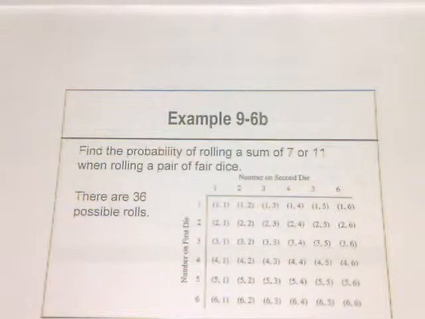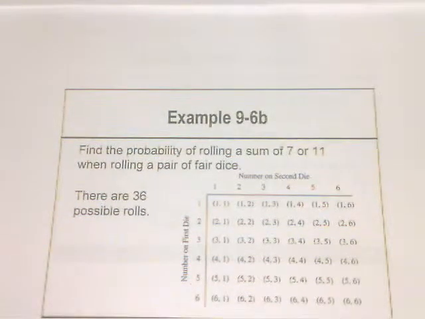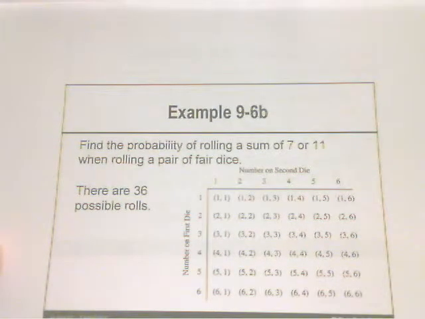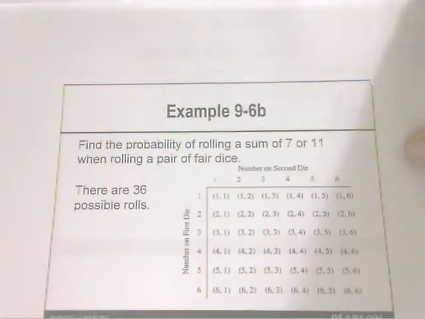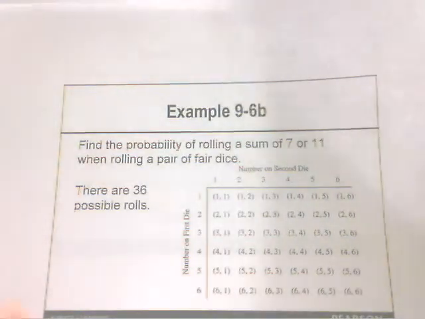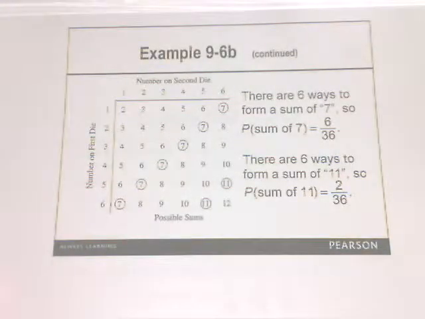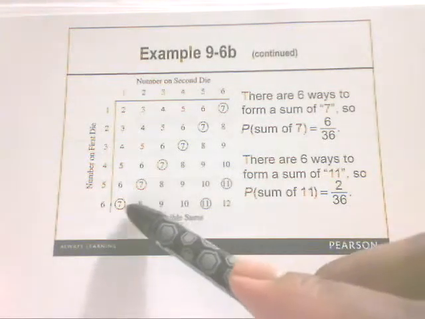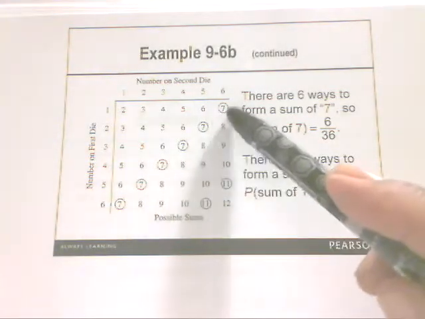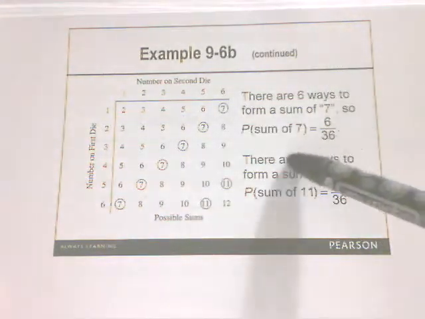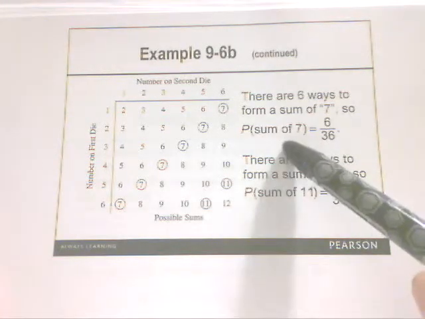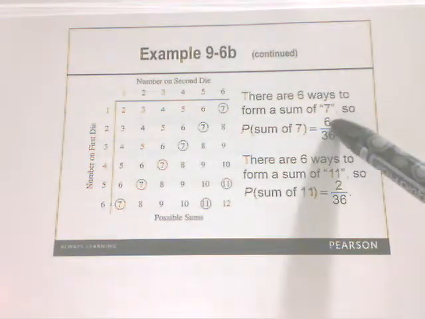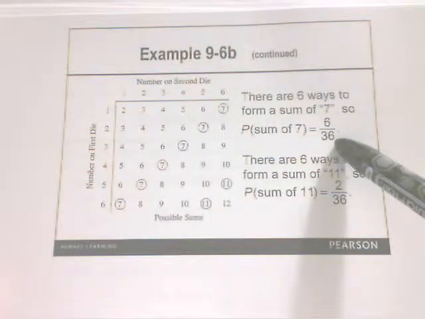Also find the probability of rolling a sum of 7 or 11 when rolling a pair of fair dice. Okay, again, there are 36 possible rolls. And as you see on this next page, you'll see that there are 1, 2, 3, 4, 5, 6 ways of rolling a 7. So the probability of rolling a sum of 7 will be 6 out of 36.